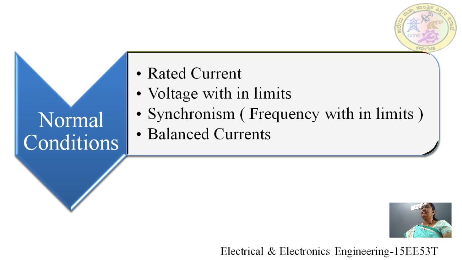Here for example, if we consider a generator, it has its rated current and its voltage, and it should be in synchronism, and it should have a balanced current. And consider a bus bar, it should have a current of, for example, 500 amps, 1000 amps, like that, in a large power system network, and the voltage should be within the limit. And consider a transformer. In the transformer the primary voltage and the secondary voltage should be within the limits.